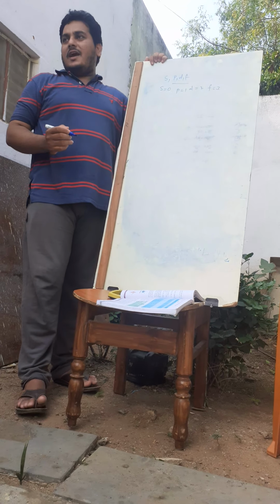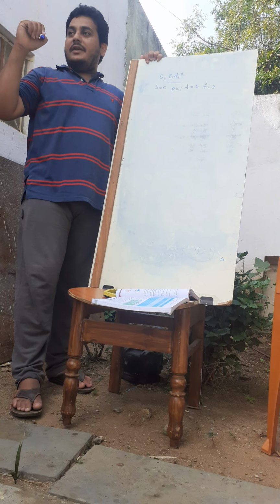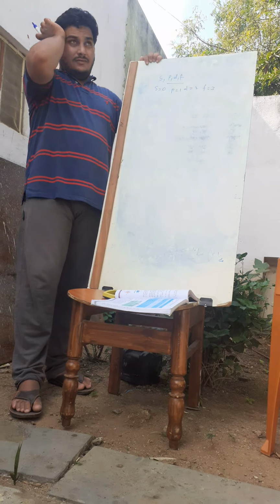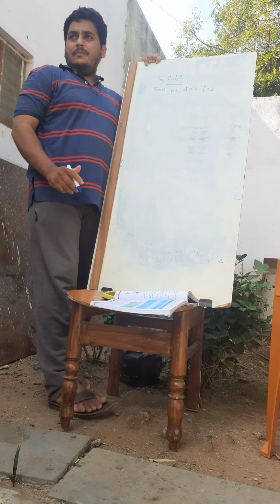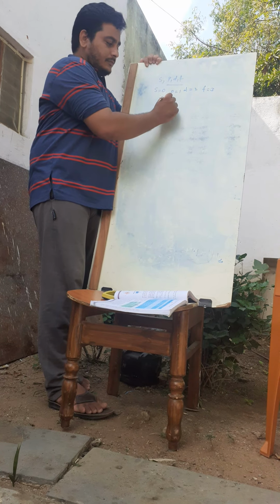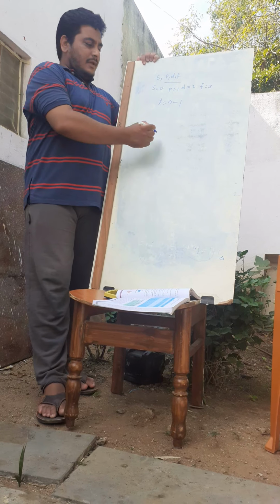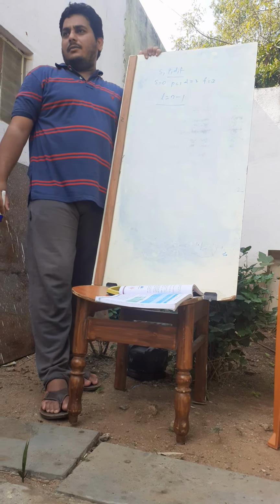Based upon this, we decide which orbit they are present in and how many orbitals are present inside it. We decide based upon these values. We know the formula here: l is equal to n minus 1. Based upon this value, we decide the angular momentum quantum number values.